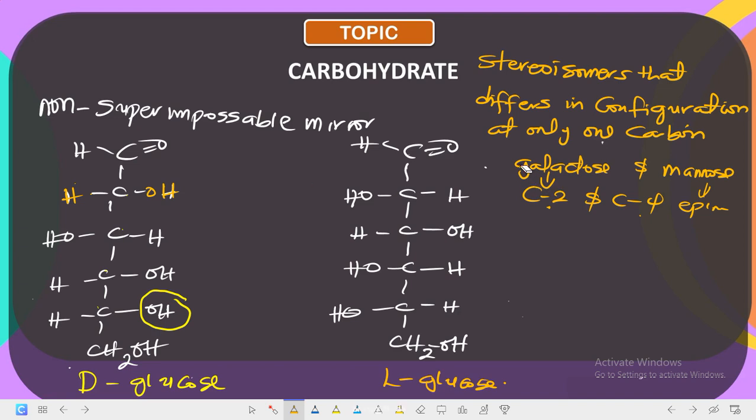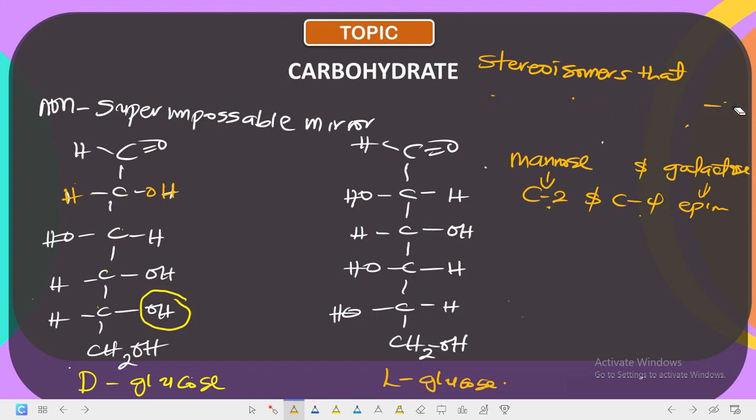It's supposed to be mannose. Mannose, yes, I missed it. Galactose is 4, okay? Mannose and galactose are C2 and C4 epimers of glucose. So if I want to draw the structure of mannose, just draw the structure of glucose first and then change the configuration at position number what? 2. Is that understood? Change the orientation of the OH at position number 2.